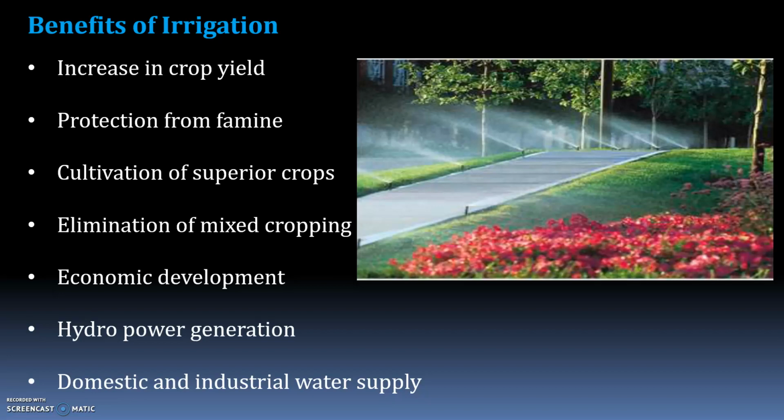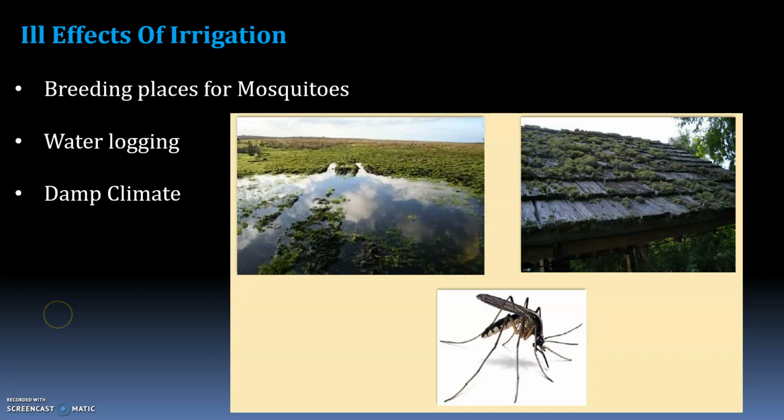Okay. Next, we'll see what are the ill effects of irrigation. Excess irrigation and unscientific use of irrigation water may give rise to the following ill effects, that is breeding places for mosquitoes. Here, due to the excess application of water and due to leakage of water, ponds and depressions get filled up with water and create breeding places for mosquitoes. And if the canal is leaky, the mosquitoes breed all along the canal and spread malarial conditions.